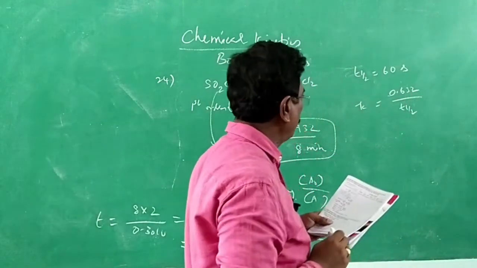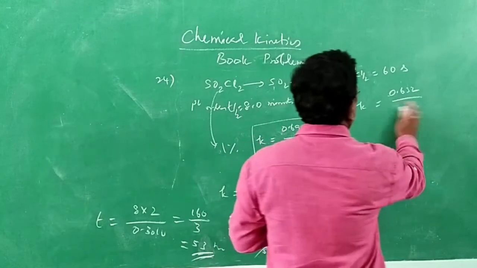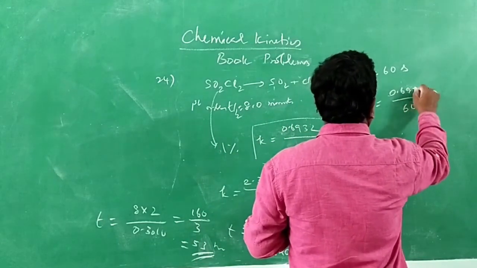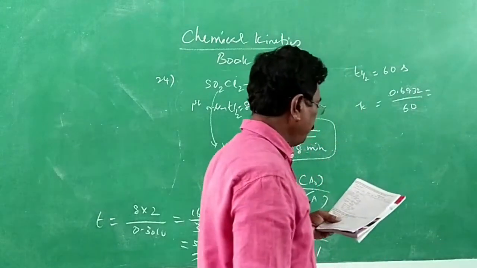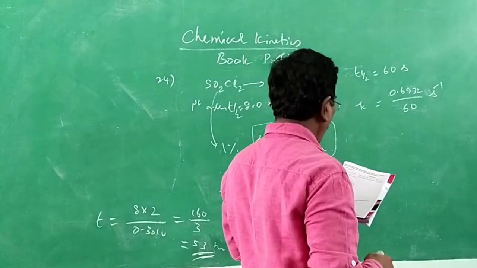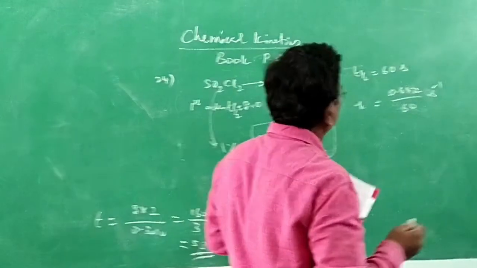That is over. Then what is the next part? I can substitute here, 60. If you divide, you will be getting the answer, 0.01155 per second. Now, how much of A will be left after 180 seconds?